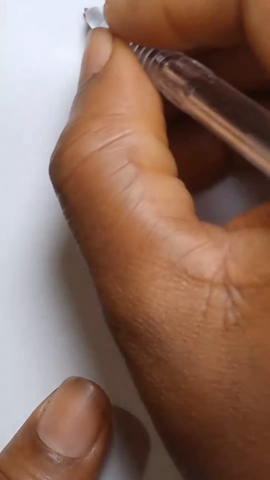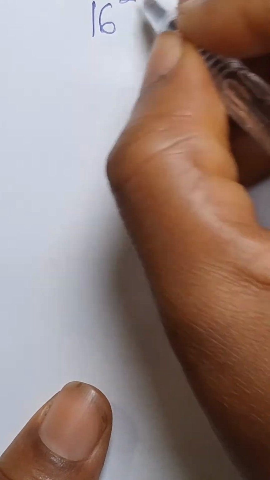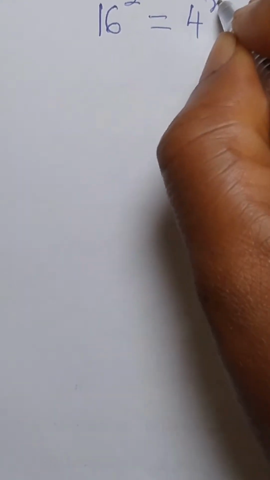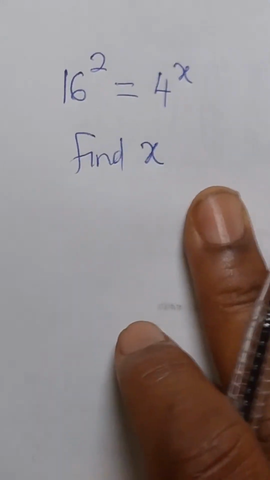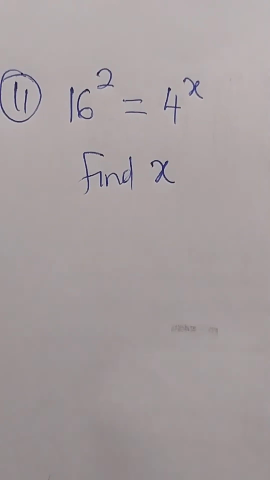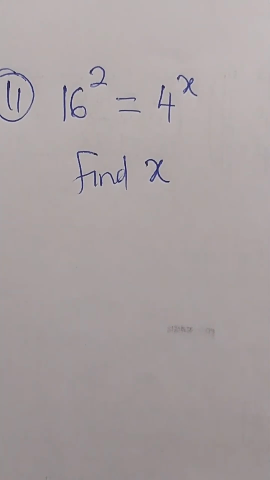So on question number 11, we are given 16 squared is equal to 4 to the power of x. Find x. So this is question number 11: 16 squared is equal to 4 raised to power x. Find x.